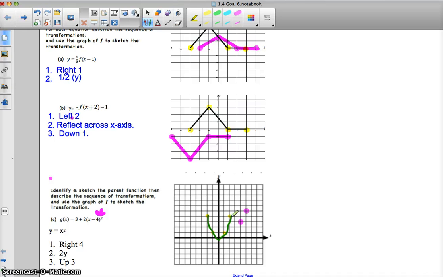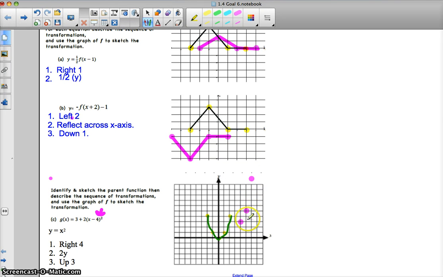Now we'll take the ordered pair 2, 4, and we'll follow the transformation sequence. Move it right 4. 1, 2, 3, 4. Then we'll do the stretching. So we'll multiply the y coordinate of 4 by 2. That'll move it to 8. So we're at 4, 6, 8. And then the final step in the transformation sequence tells me to move it up 3. So 2, 3.